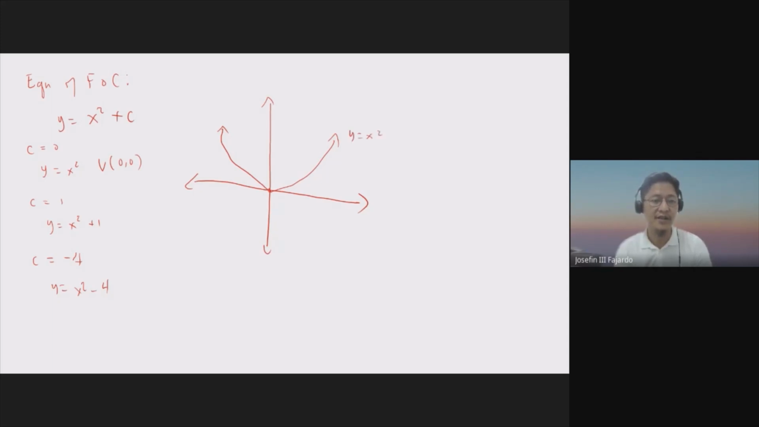When you graph y equals x squared plus 1, the vertex will be at 0, 1. Where is that? 0, 1, so suppose this is 0, 1. Imagine a parabola opening upward with vertex at 0, 1. Then for c equals negative 4, the vertex will be at 0, negative 4. So 1, 2, 3, 4. This is its vertex, and this is its parabola.